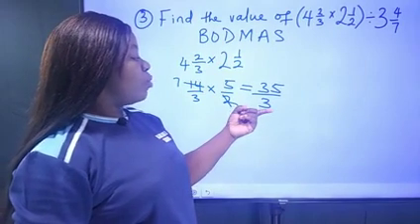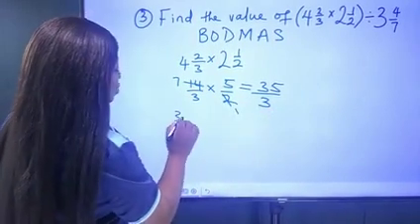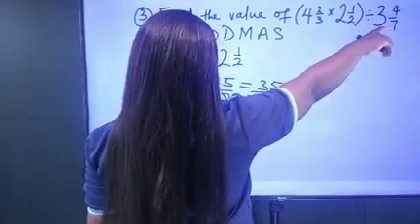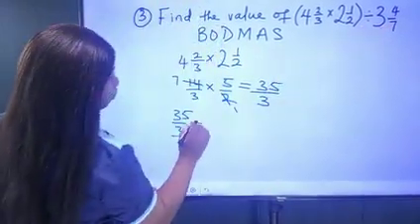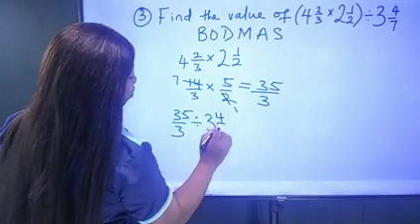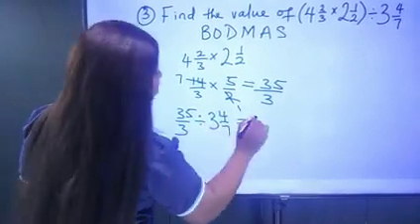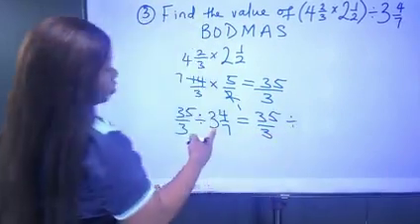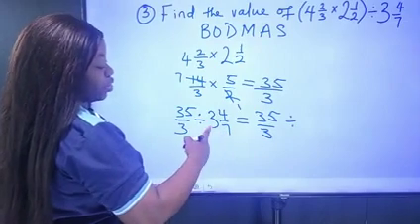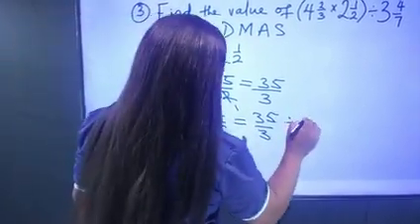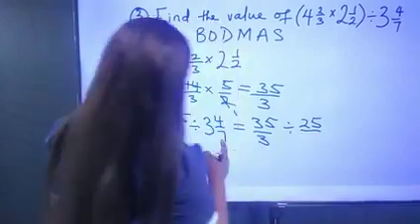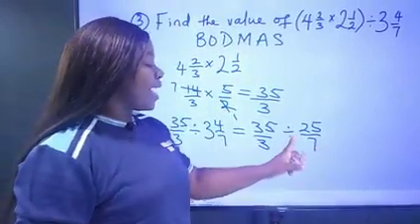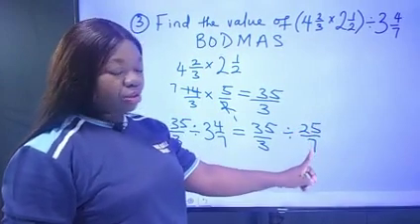Now we will write out this answer, which is 35 over 3, together with the remaining fraction, divided by 3 whole number 4 over 7. So that will be equal to 35 over 3 divided by, we convert this to improper fraction. 7 times 3 is 21. 21 plus 4 is 25. That's 25 over 7.